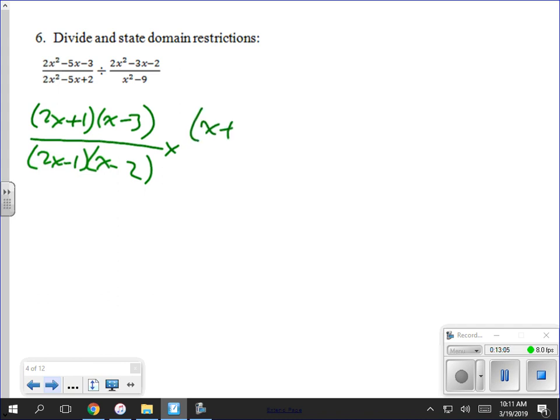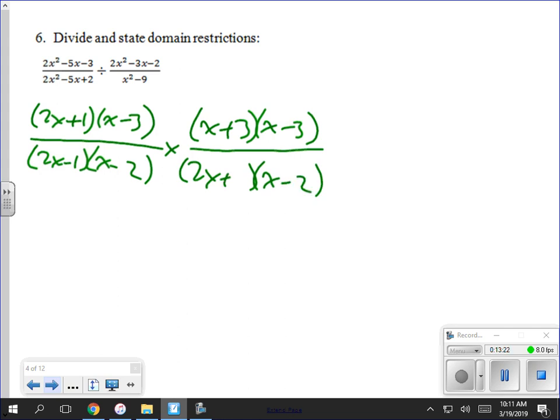X plus 3, x minus 3. And then factor the numerator there, put it in my denominator. 2x, x, minus 2 plus 1.